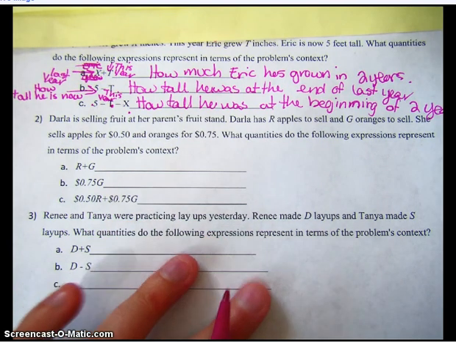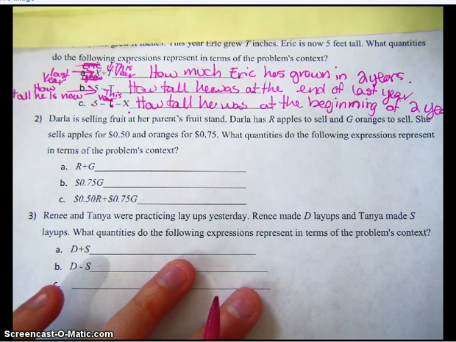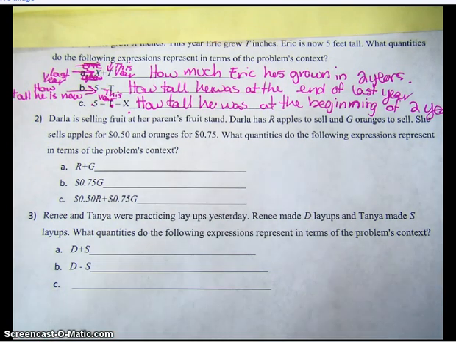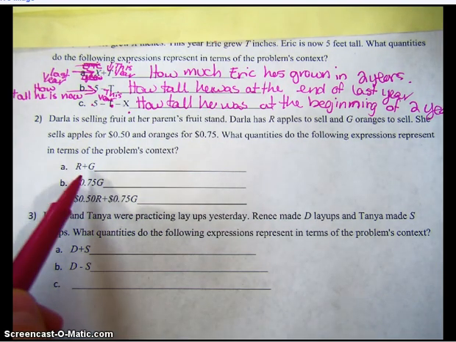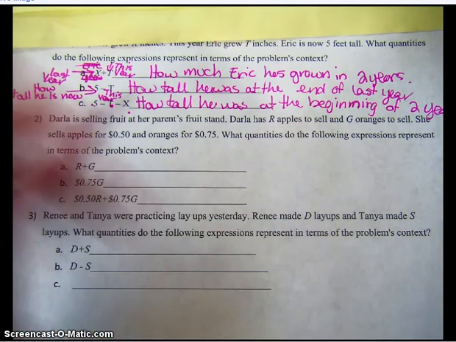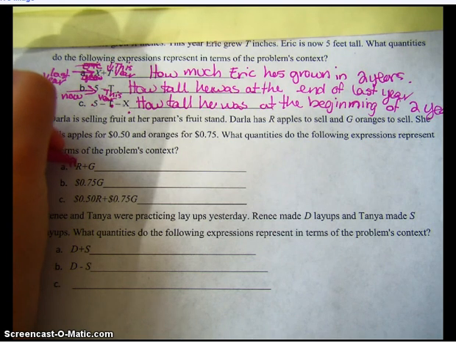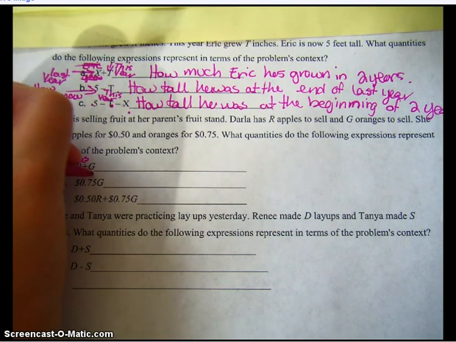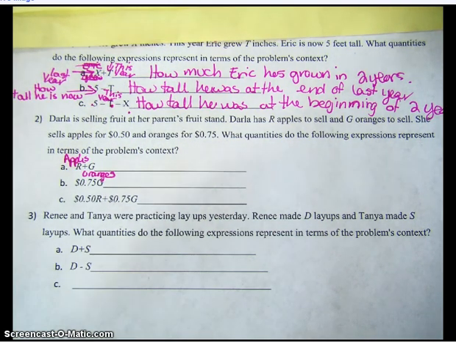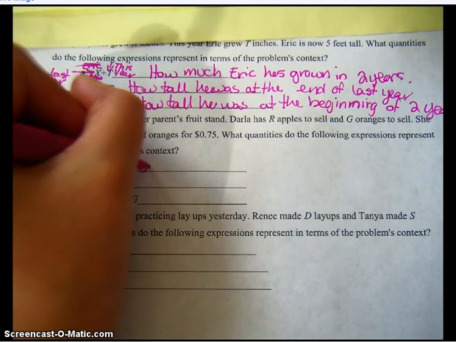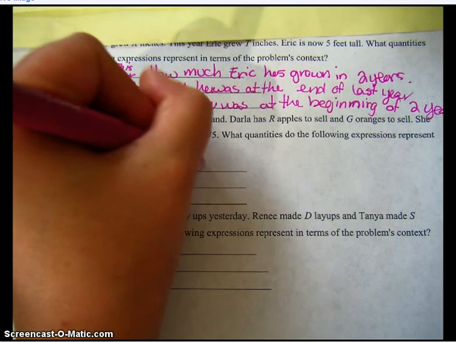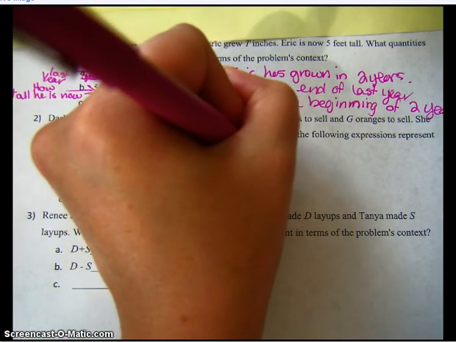So Darla is selling fruit at her parents' fruit stand. Darla has R apples to sell and G oranges to sell. She sells apples for 50 cents and oranges for 75 cents. What quantities do the following expressions represent in terms of the problem's context? So R is how many apples she has to sell, and G is how many oranges she has to sell. So we're taking her apples to sell plus her oranges to sell, which is really how much fruit total she has to sell.